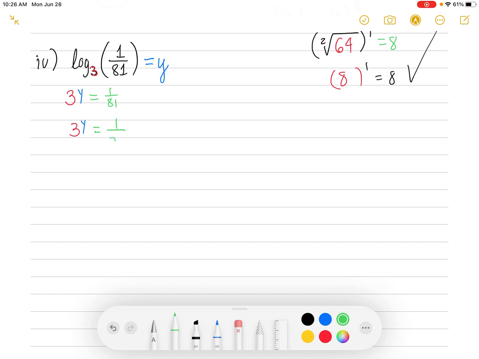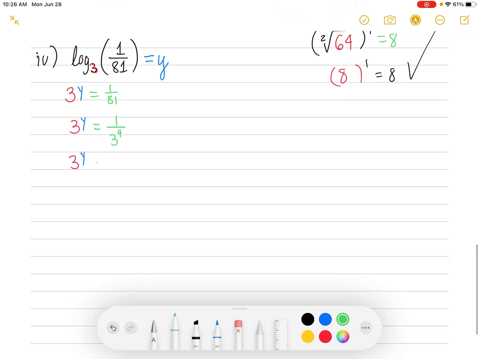I'm sorry, 3 to what power would give you 81? If you want to think about a base 3, since the left-hand side has a base 3, you would want a base 3 on your right-hand side. So 3 to what power would give you 81? Well, 3 to the 4th power is 81, right? So we have 1 over 3 to the 4th.